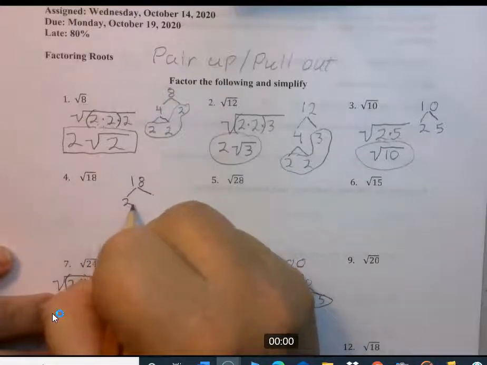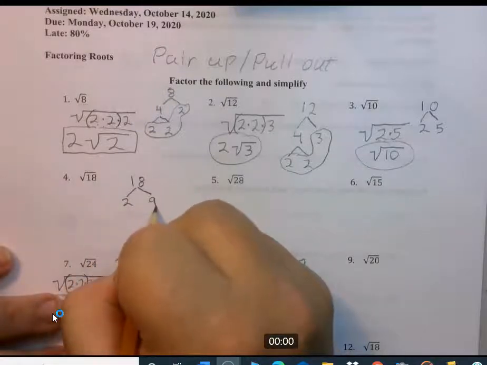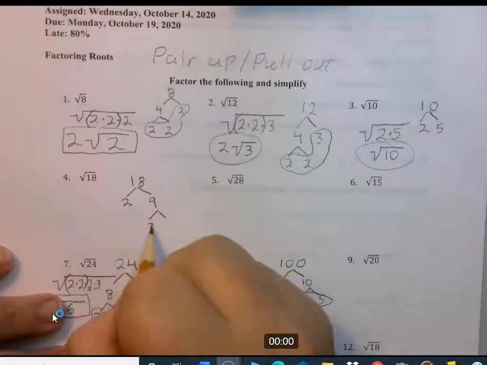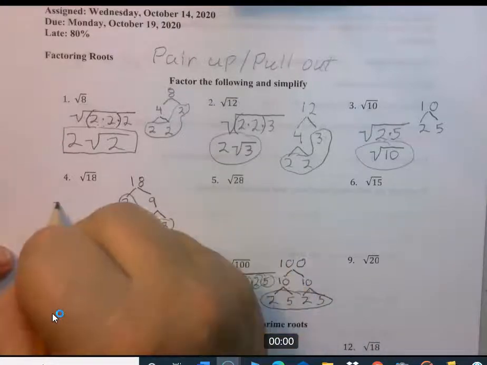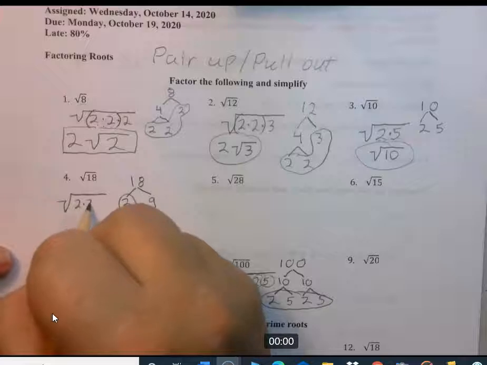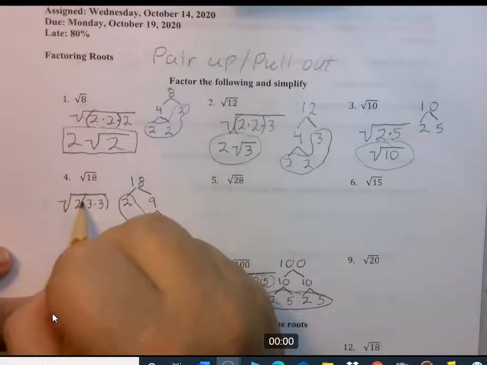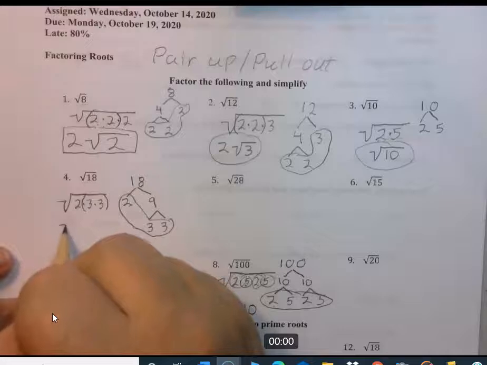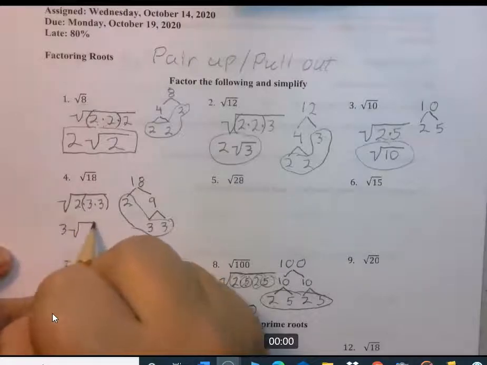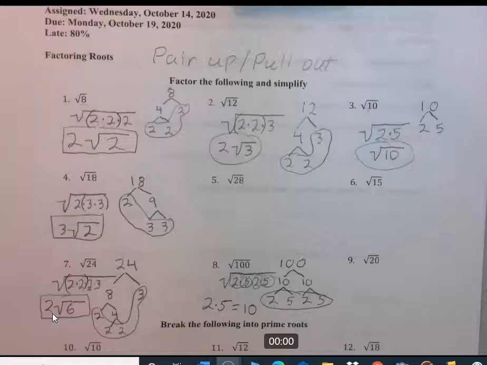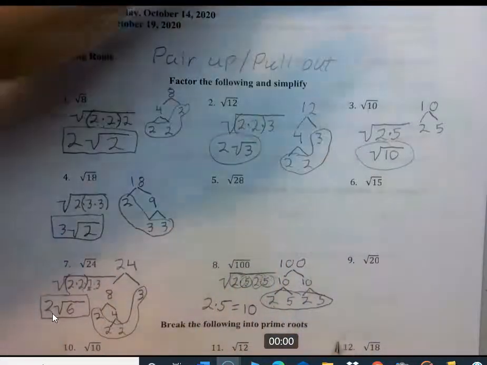We can make this 2 times 9, or we could have made it 3 times 6, either one. 2 is prime, 9 is going to be 3 times 3. So 2 times 3 times 3. The 3's can be paired up and pulled out. Pull those out, you have a 3 on the outside and a 2 left on the inside, and that is that. Okay? Alright, you just have 3 more to do, finish those up.